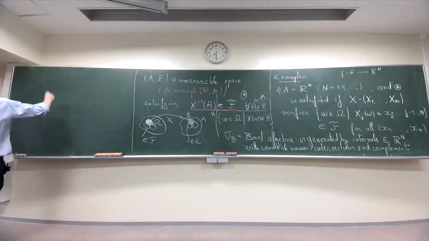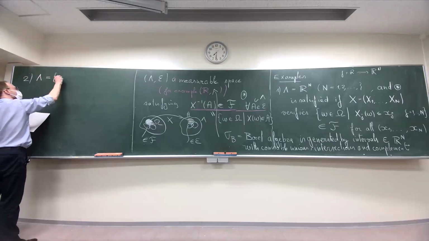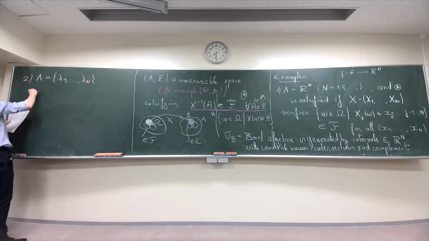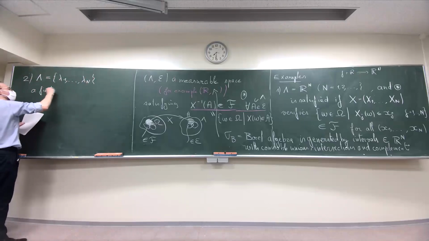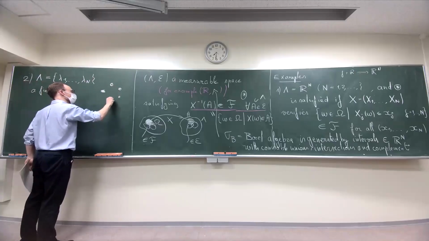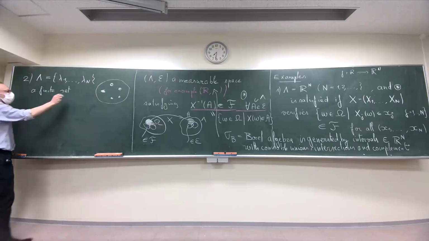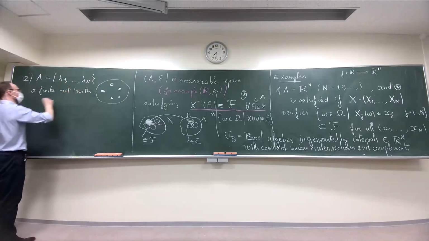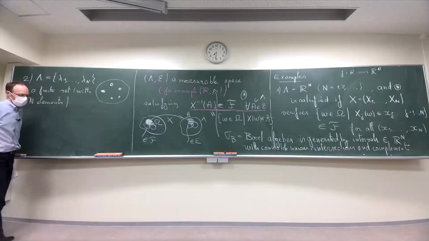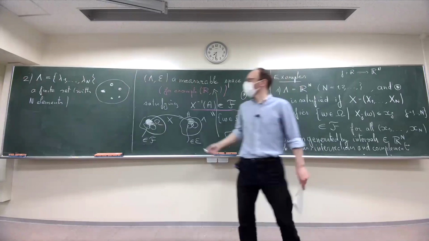The second example is take lambda, this is a finite set. So you take n dots like this. That's it. A finite set with n elements. But again, I need to tell you who is the set of subsets. And here it's canonical. You take all of them.